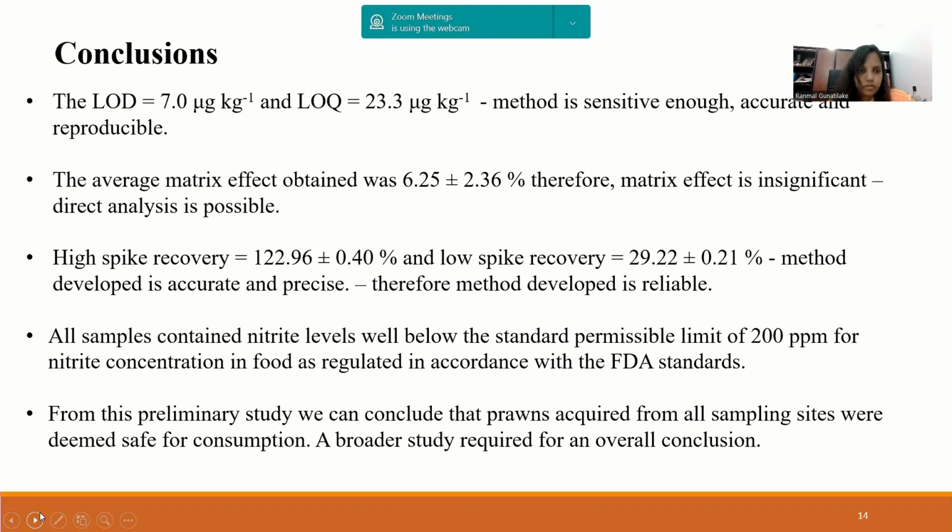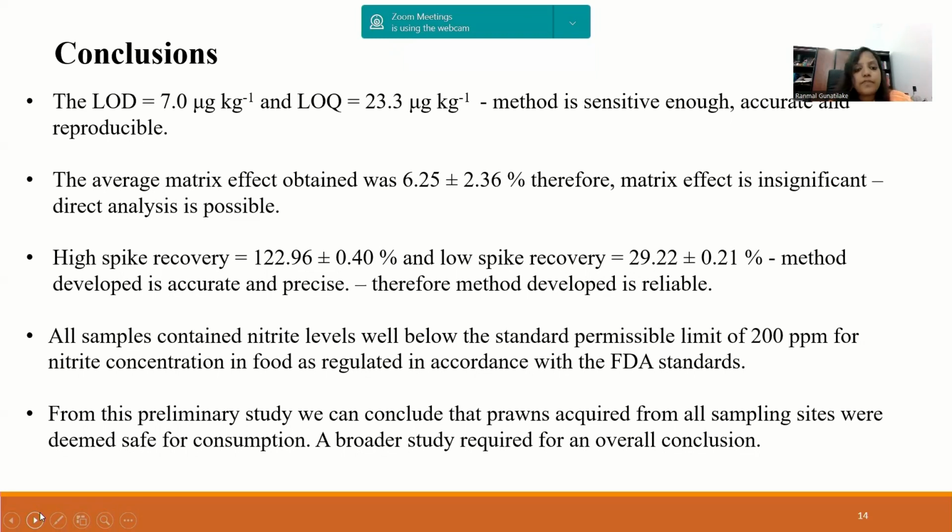Finally, to conclude, the LOD was 7.0 micrograms per kilogram and the LOQ was found to be 23.3 micrograms per kilogram, and the method is determined to be sensitive enough and accurate and reproducible. The average matrix effect obtained was 6.25%. Therefore, matrix effect is insignificant. Therefore, a direct analysis is possible.